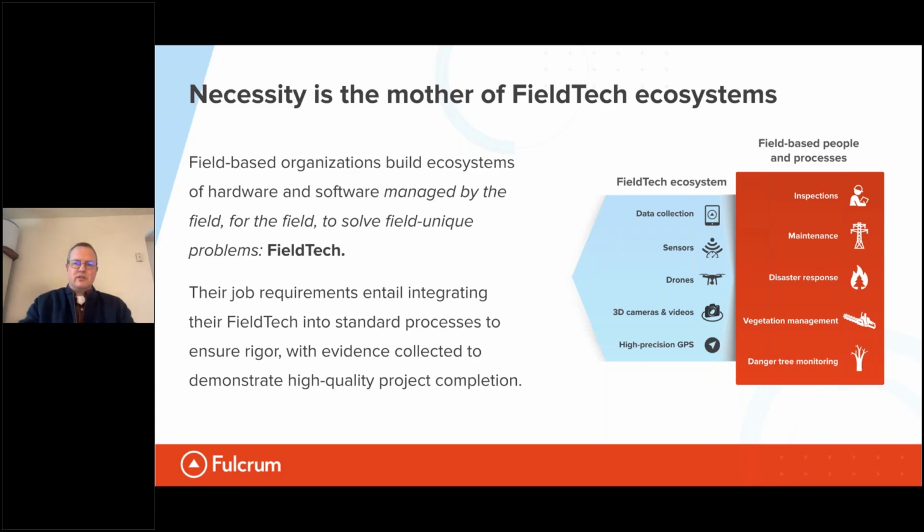It's working together to solve these problems and is not one single application to rule them all, as is so often the case in an office setting where you've got one application for finance, one application for manufacturing, one application for HR. The field isn't like that. That's why field tech is just inherently an ecosystem.